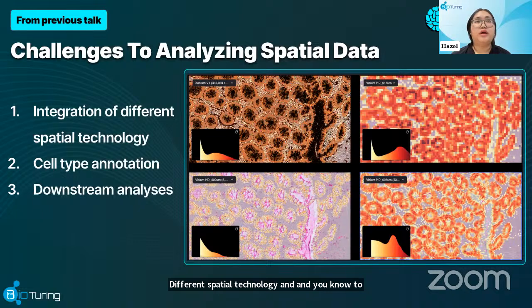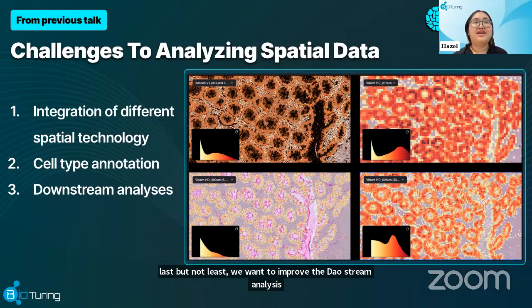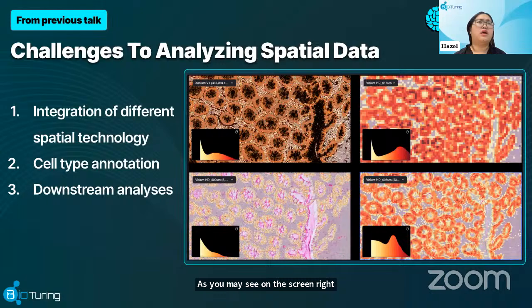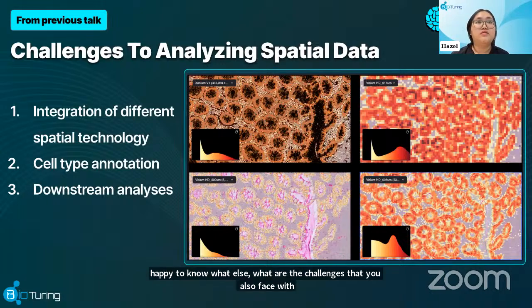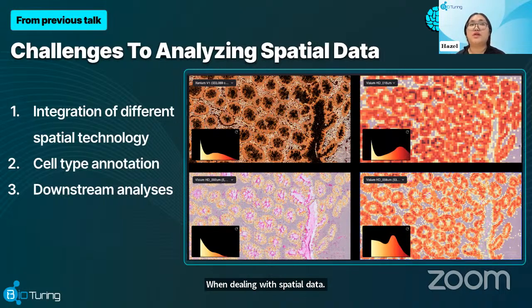Then we try to find a better way for cell type annotation. And last but not least, we want to improve the downstream analysis. We are really happy to know what other challenges you face when dealing with spatial data, so please share with us, so that we can include it in our development process and make a better SpatialX.